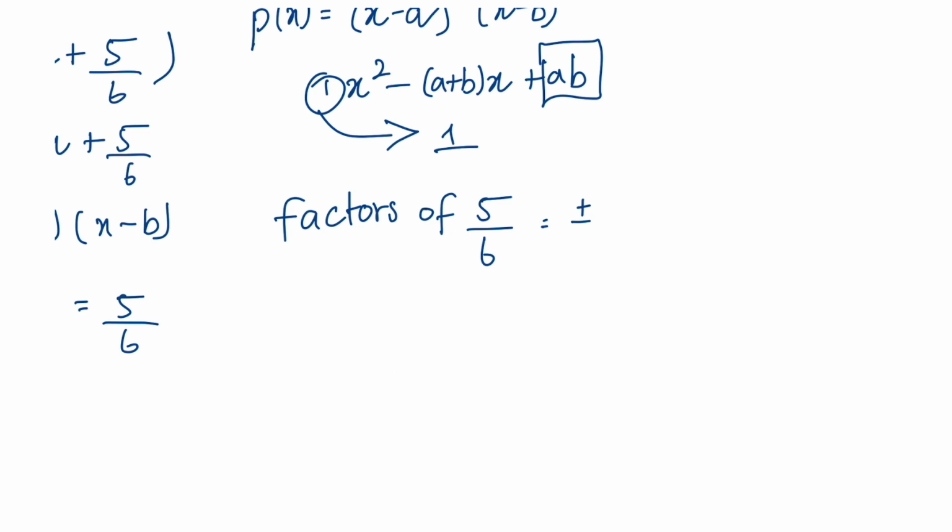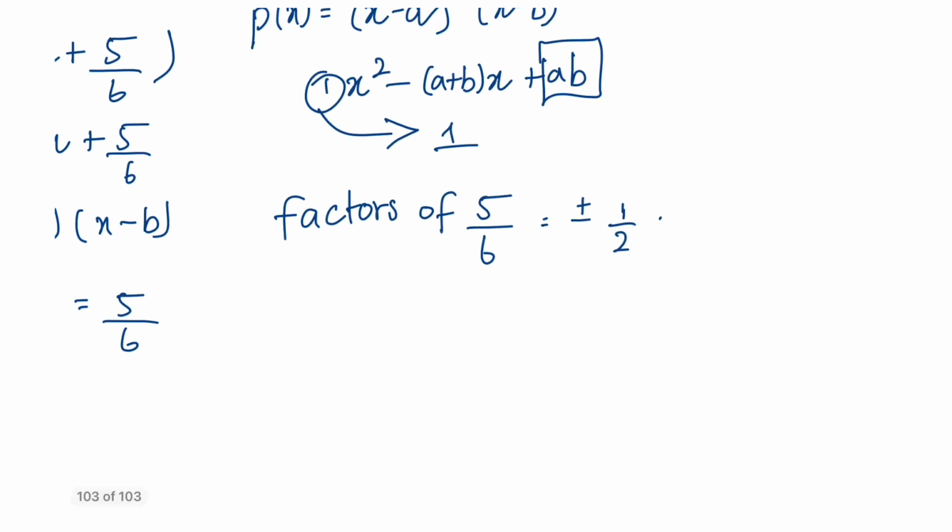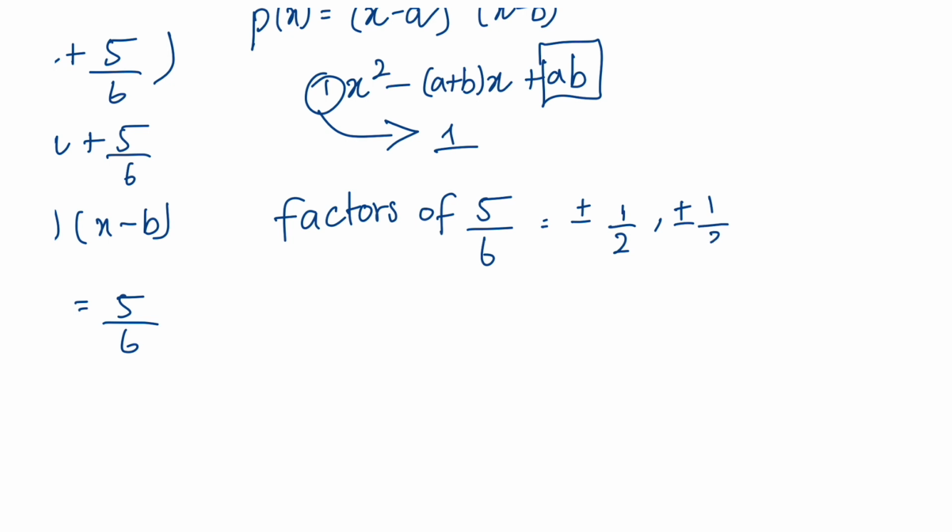Okay, so let me just write the factors. 1 by 2, plus or minus 1 by 2 can be a factor. Plus or minus 1 by 3 can be a factor, because these numbers when multiplied with some other fraction will give you 5 by 6, right? And plus or minus 1 by 6 can also be a factor, and you can write for many numbers like that. Okay, let that be that.